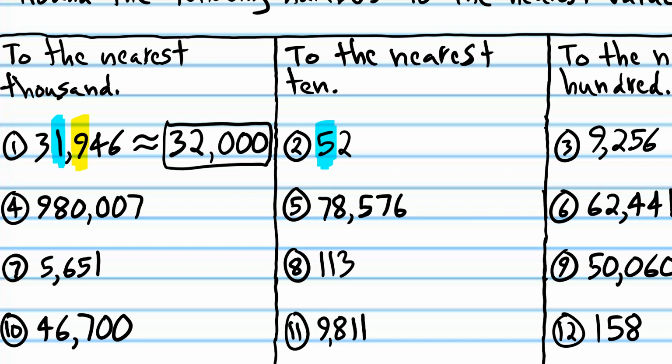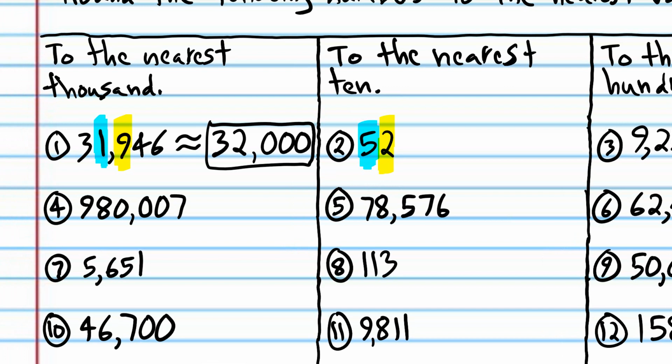So you look to the number to the right, and we ask, is this number to the right, the number in yellow, is that number 5 or greater, or is it 4 or below? Well, obviously, it's a number that's in the category of 4 or below. So that means we're going to round down. In the previous problem, number 1, we rounded up. In this problem, we're going to round down.